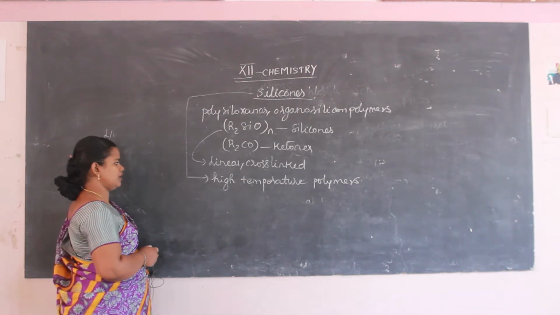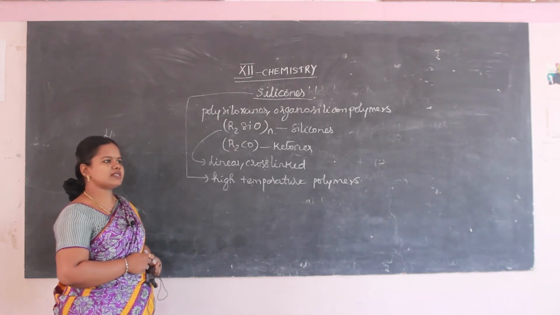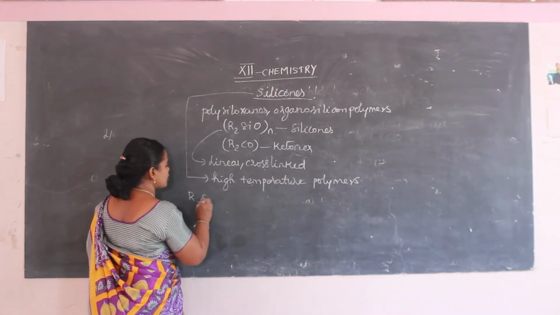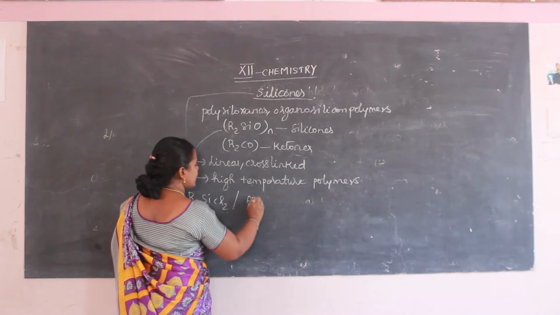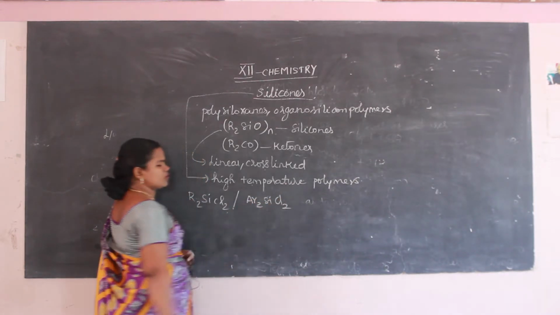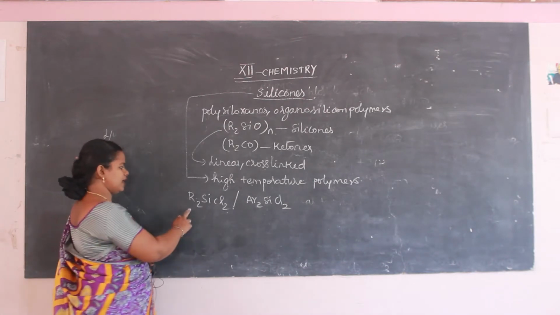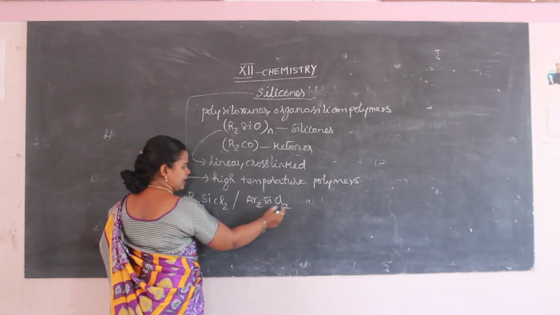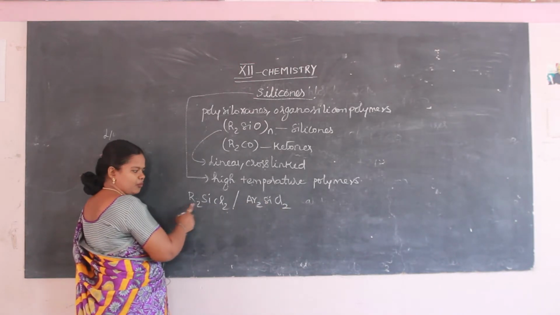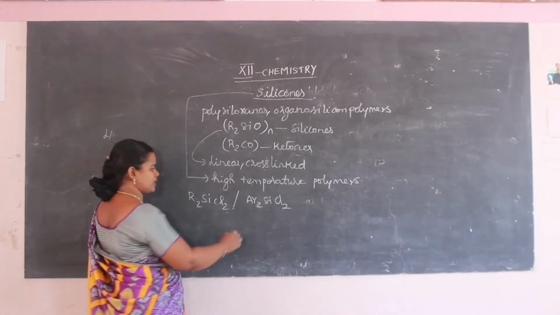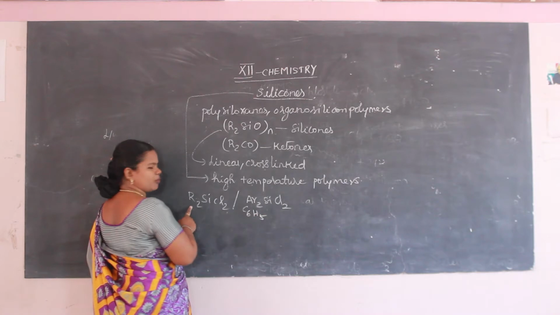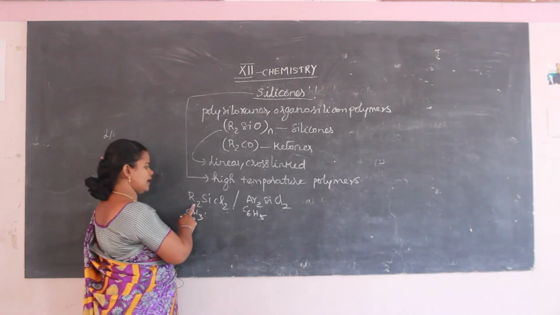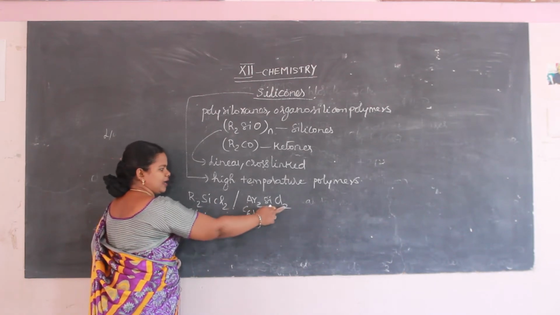Then we'll see the preparation of silicones. Silicones can be prepared by the hydrolysis of dialkyl dichlorosilanes, R2SiCl2, or diaryl dichlorosilanes. R is the alkyl group, and Ar is the aryl group. An example of an aryl group is C6H5, and an example of an alkyl group is CH3.